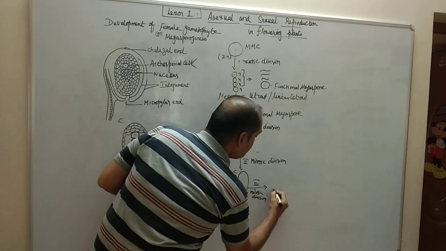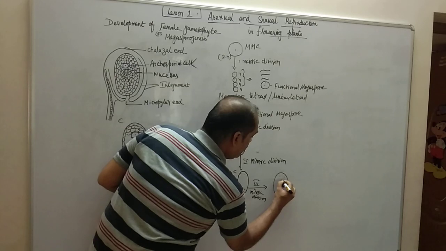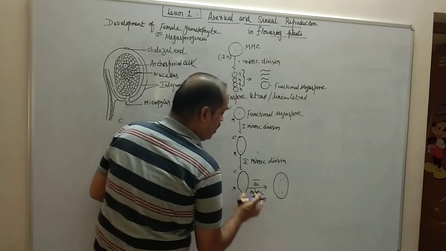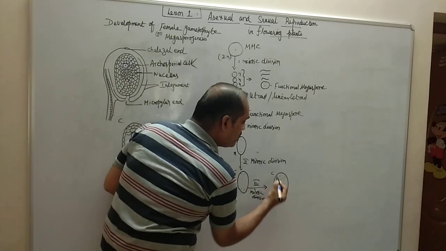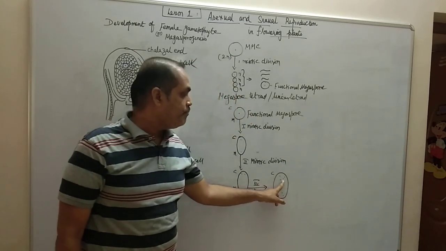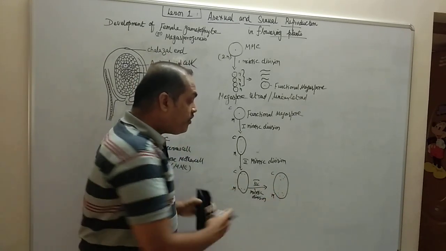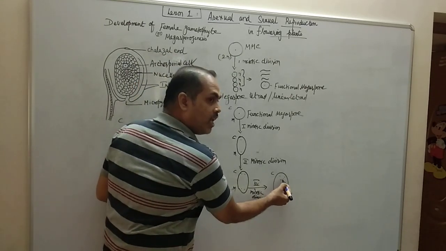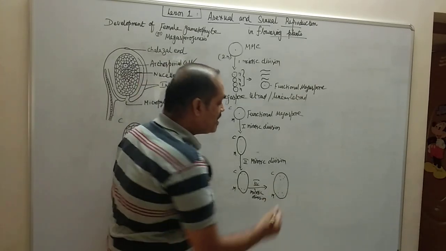Now here, 1, 2, 3, 4 in this pole, 1, 2, 3, 4 in this pole. Now at the end of this third mitotic division, in each pole, that is one in the chalazal end and another in the micropylar end, we are able to see 4 nuclei. 4 in the chalazal end and 4 in the micropylar end. Now after these 4 nuclei are formed in each pole, one of the nuclei from the chalazal end and one of the nuclei from the micropylar end will migrate towards the center.